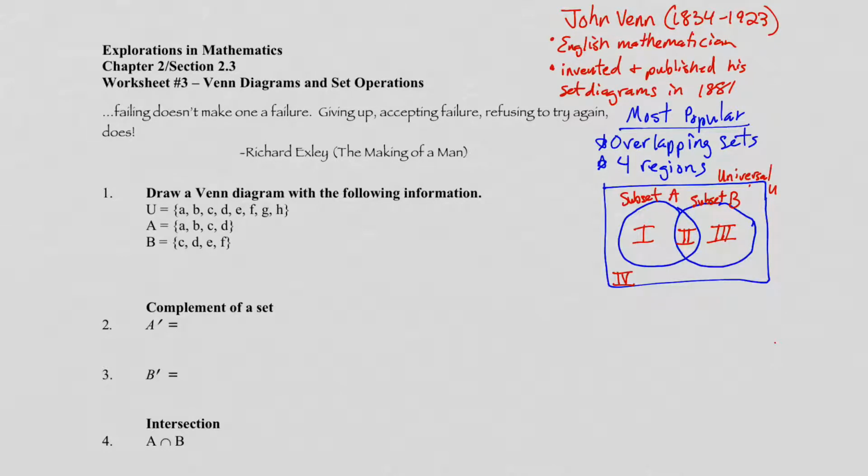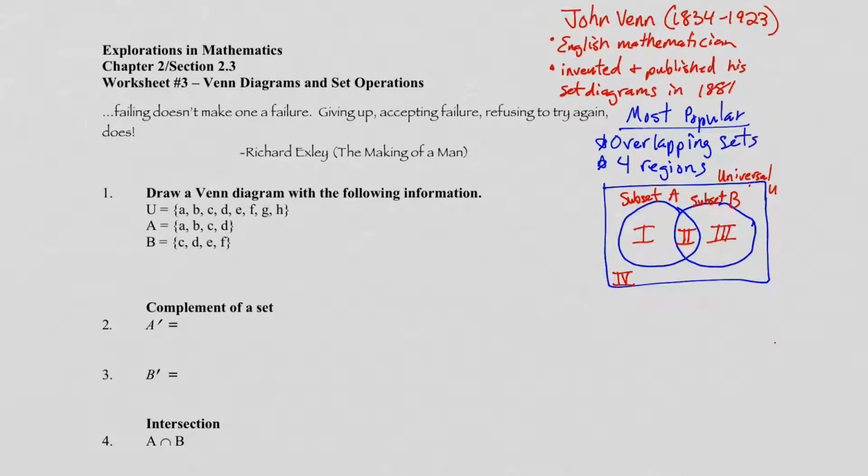Okay, so let's take a look at number 1 here. You have some letters, A, B, C, D, E, F, G, H. Those letters represent the universal set. So that's everything in the rectangular box. But we have set A is A, B, C, and D. So right here is the universal set. Set A is A, B, C, D, and set B is C, D, E, F.